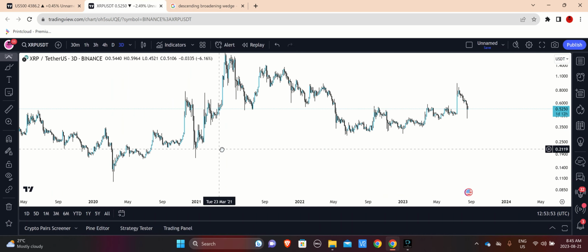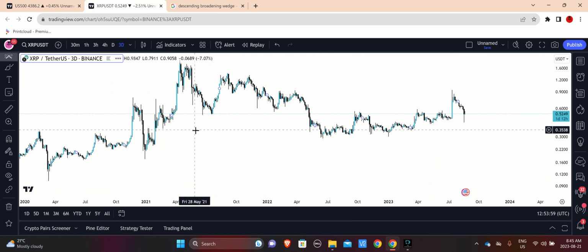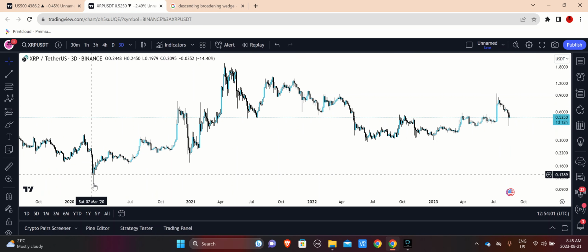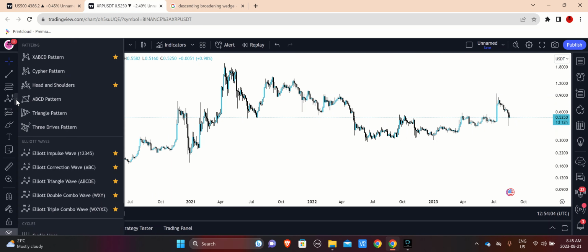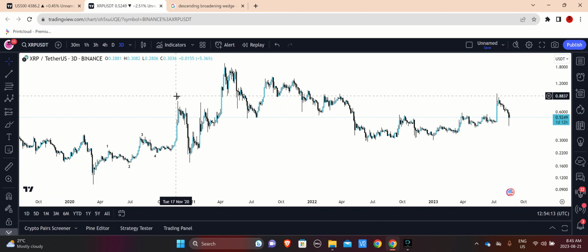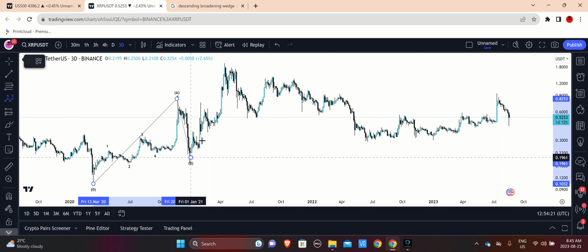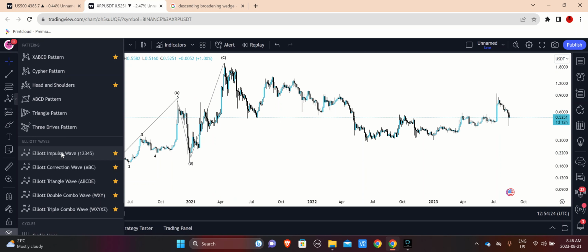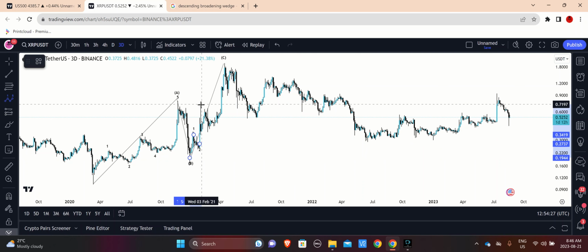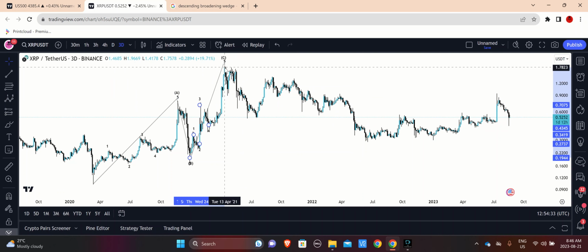So what we can do now is go back and do the wave count. Not inception, but 2020. Okay, so the 2020 bottom. So this is your wave 1, 2, 3, 4, 5. Then we have what's called a leading diagonal. So this is your A wave right over here, your B wave, and then you have your C wave right there. Then you have your 5 waves up within your C wave. And then your bull market is done here for XRP.